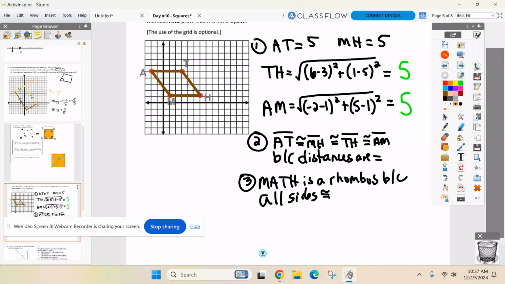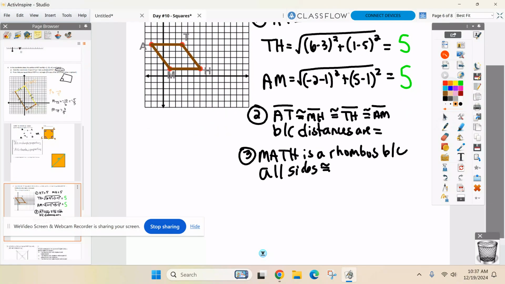What formula am I going to need for that? Slope, all right. Which one do we want to lock in on? Which angle do we want to show is not a right angle? M it is. All right, we're going to show M's not a right angle. So first, slope of MH. That should be a quick one. MH, 0. It's horizontal. Slope of MA.